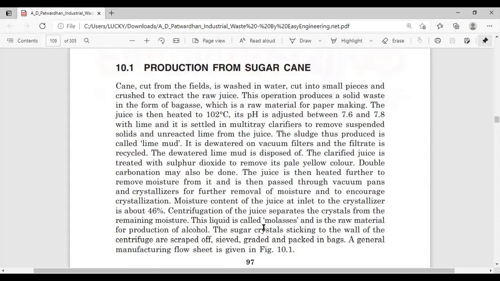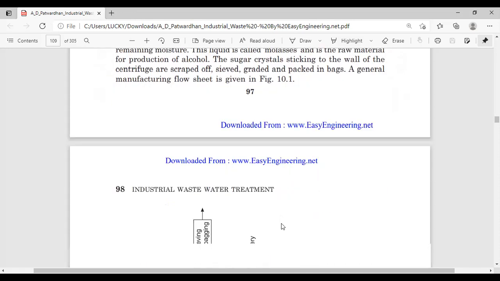Centrifugation of the juice separates the crystals from the remaining moisture. This liquid is called molasses and is the raw material for production of alcohol. The sugar crystals sticking to the wall of the centrifuge are scraped off, sieved, graded, and packed in bags. A general manufacturing flow sheet is given in the figure.